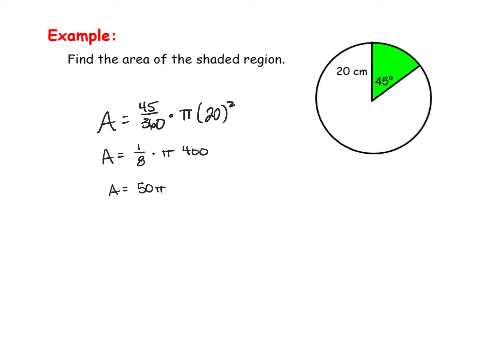In my case here, I would have square centimeters. Again, if you want to take 1/8 times 400 in your calculator, go for that, but it's just 400 divided by 8 is really what's happening. So that's 50 pi square centimeters. And you can leave your answer just like that. Leave your answer in terms of pi.